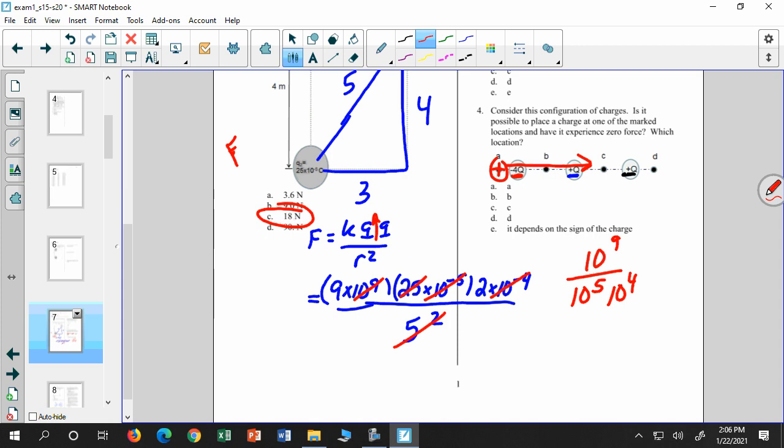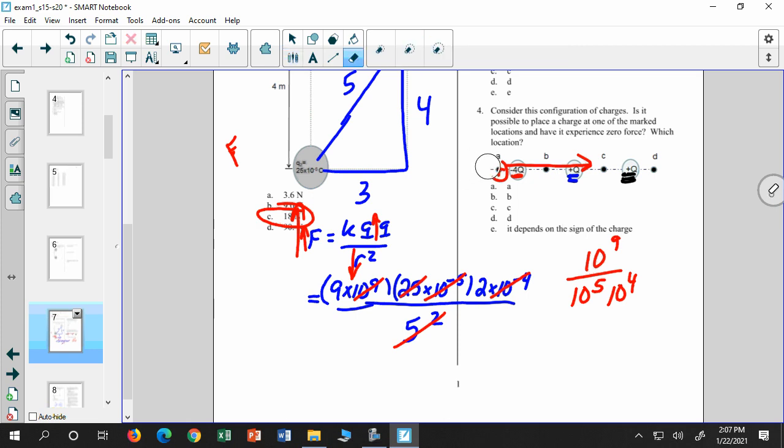If Q goes up, F goes up. If R goes down, F goes up a lot. That's an inverse quadratic relationship. But if I look at the other forces, there's a repulsive force due to this charge, but it's itty bitty because it's farther away and that charge is smaller. And then likewise, for this charge, it's itty bitty too. So I definitely cannot get a zero force at A.